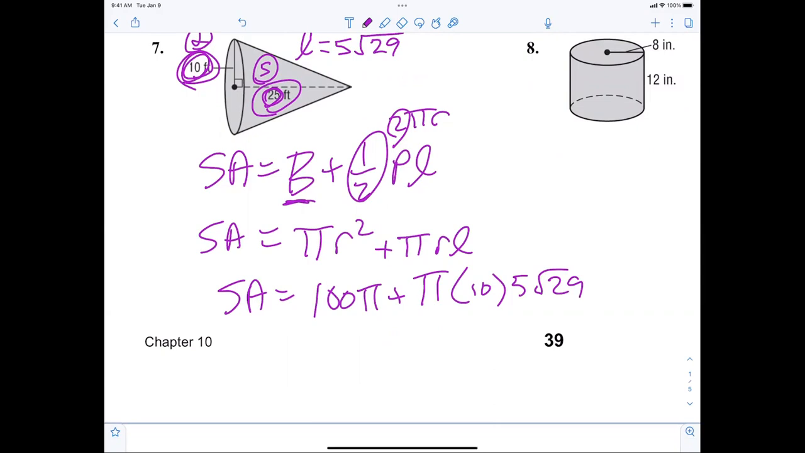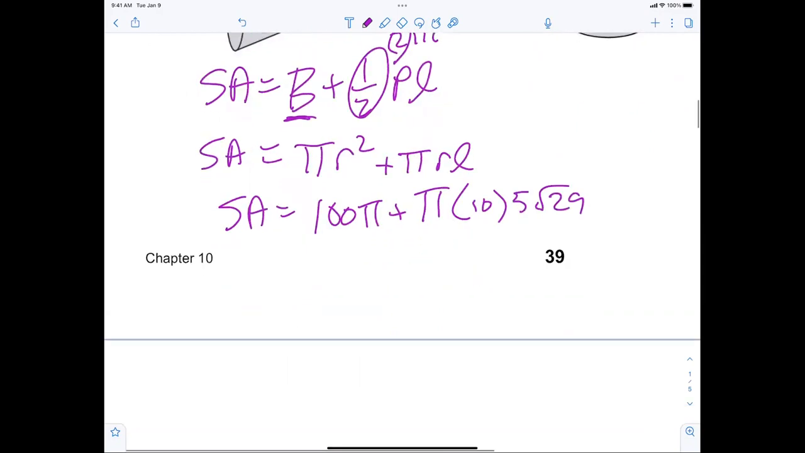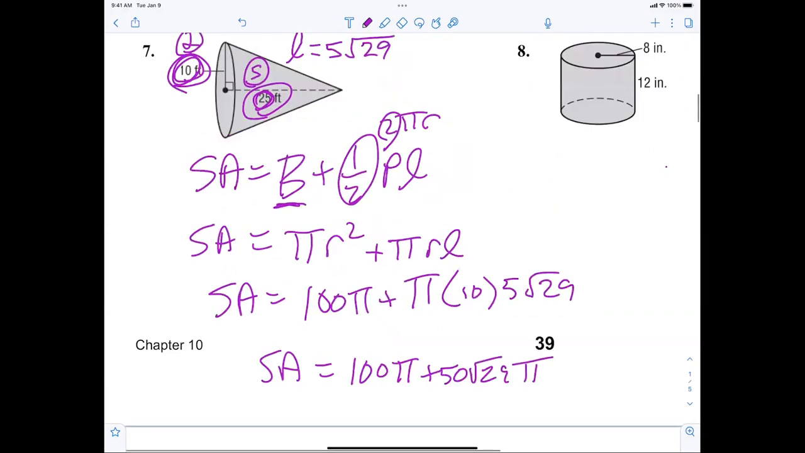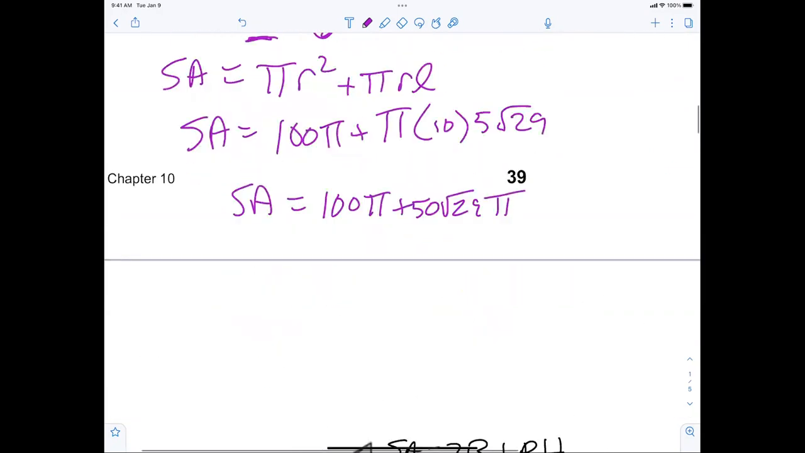No. All right, so now my final answer is surface area is equal to 100 pi plus 50 radical 29 pi. And then our units are in feet squared. Our units are in feet squared. Anybody have any issues with that?